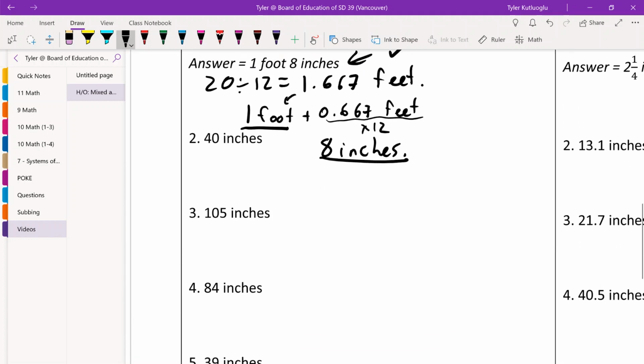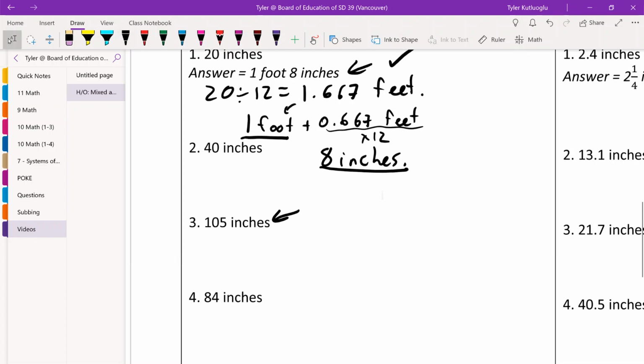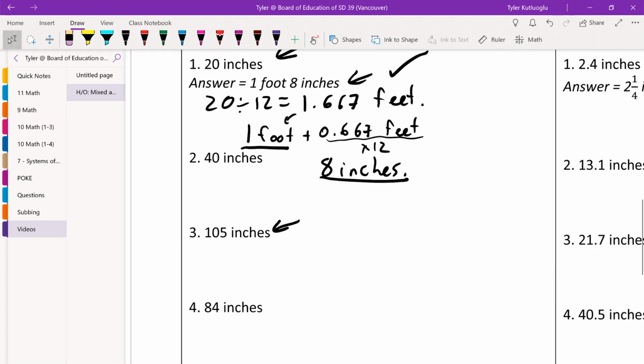Let's do one more, and the answers for this are actually at the bottom, so you can try the rest yourself. So let's do this 105 inches. Think to yourself what you would do first. Okay, I'm going to convert it to feet because I want to know it's in feet and inches. So I'm going to take my 105 and I'm going to divide it by 12 because that's what it says to do in my chart.